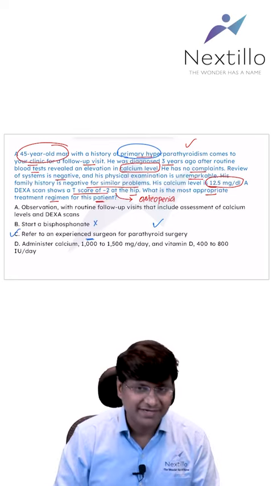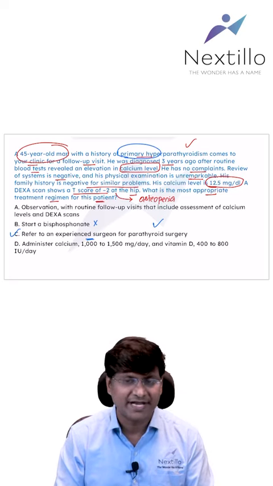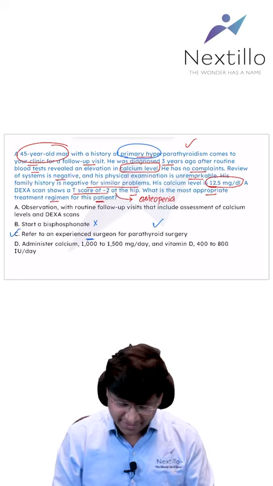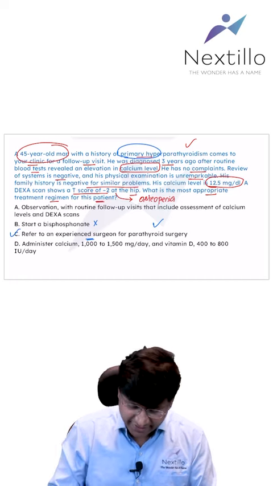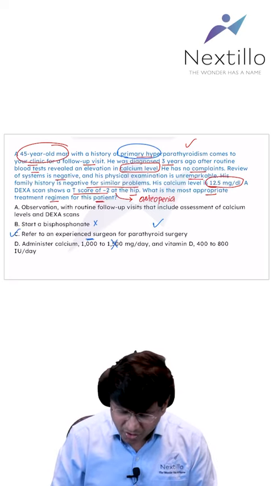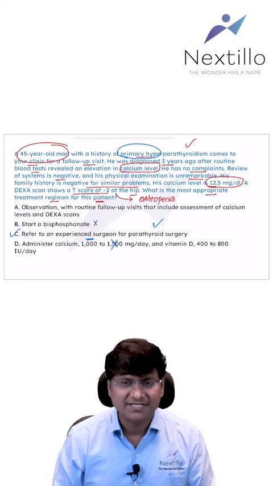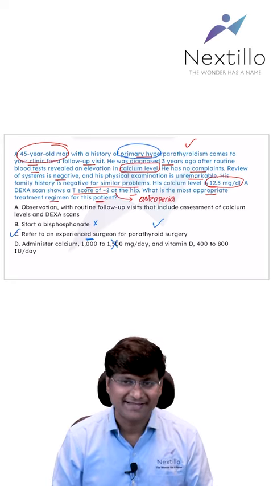Starting the bisphosphonate therapy: see, the first line treatment is surgical resection if you are seeing primary hyperparathyroidism. So, the best answer here is the surgical resection. Then, the fourth option is incorrect. Why? Because the patient already has an increase in the calcium levels, and upon that if you administer calcium, that will precipitate hypercalcemia.